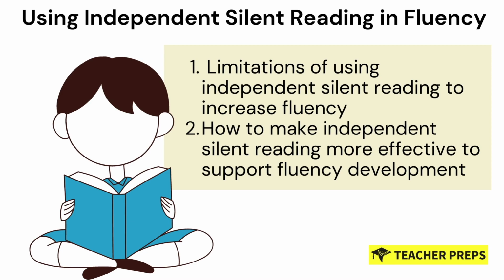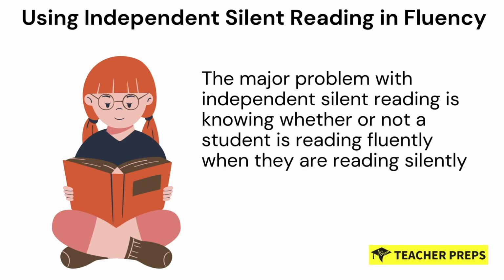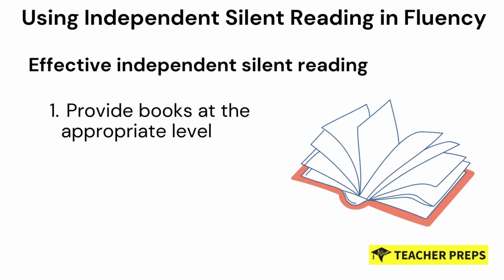Using independent silent reading and fluency has some limitations. Number one, limitation of using independent silent reading to increase fluency. Number two, how to make independent silent reading more effective to support fluent development. Let's go over this now. Although practicing reading is excellent for students, the major problem with independent silent reading is knowing whether or not a student is actually doing the reading, if they're actually reading it fluently, and if they're actually comprehending that which they read. Teachers need to find ways to make independent silent reading effective to support fluency development.